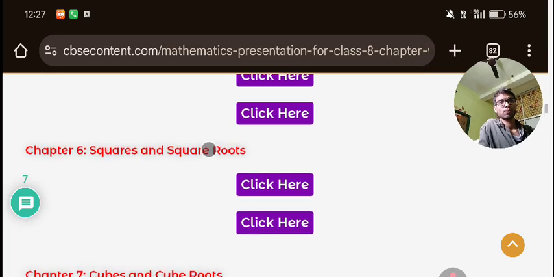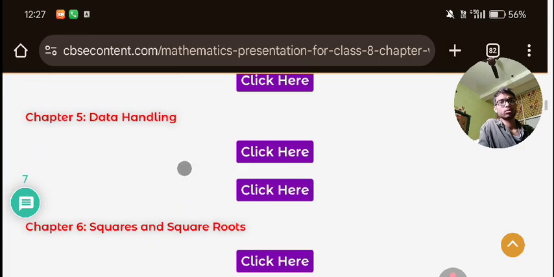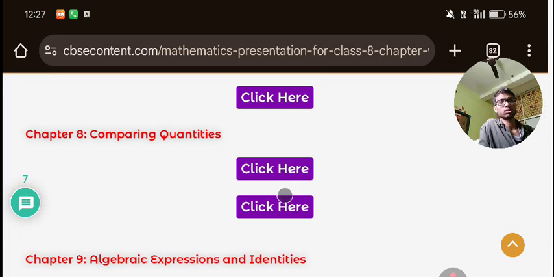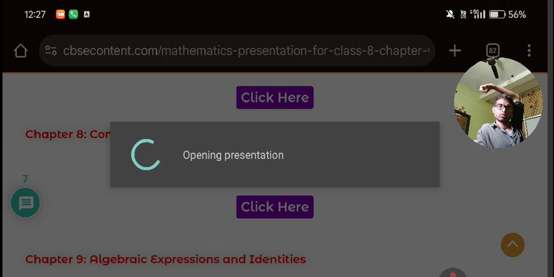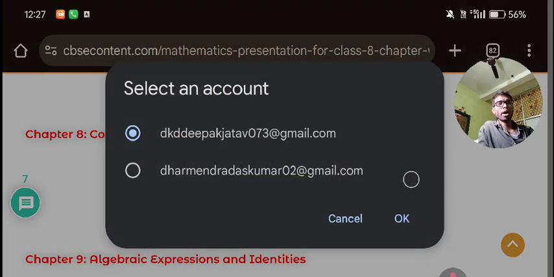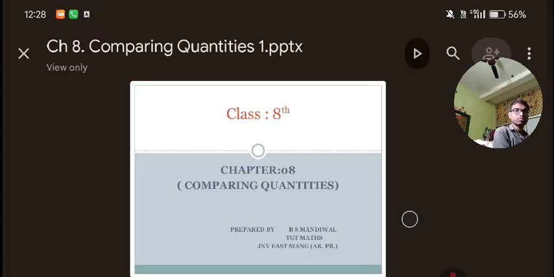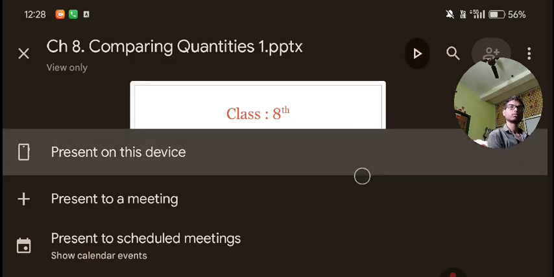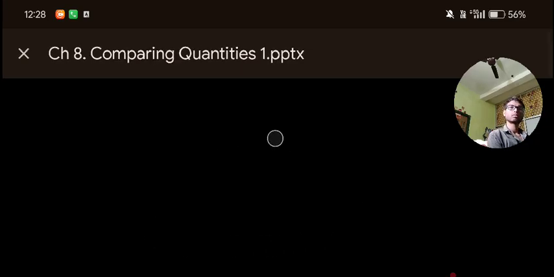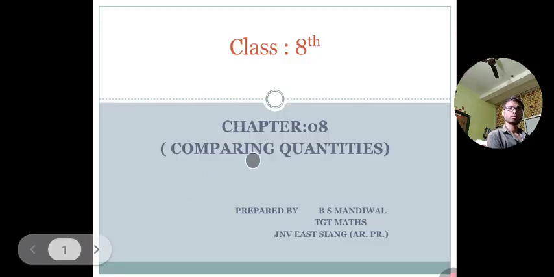Squares and square roots are done. Comparing quantities. Let's see this. Chapter 8, comparing quantities.